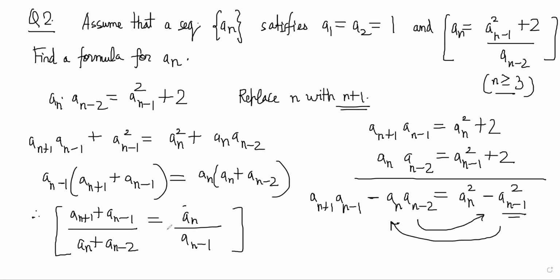Okay, so now notice that this is a nice pattern here. This is a_n and the term before it, and here we have a_{n+1} plus a_{n-1} and so on, right? Notice here also there is a nice pattern. This term here is 1 less than this term, and this term here is 1 less than this term, right? So I will write it on the next screen. I have (a_{n+1} + a_{n-1}) / (a_n + a_{n-2}) = a_n / a_{n-1}.